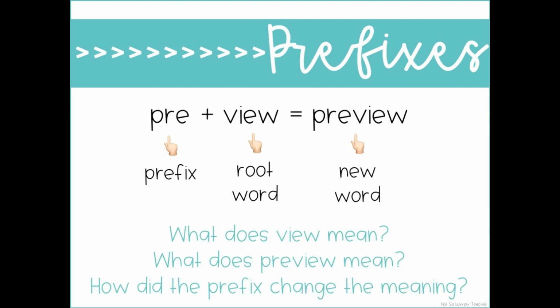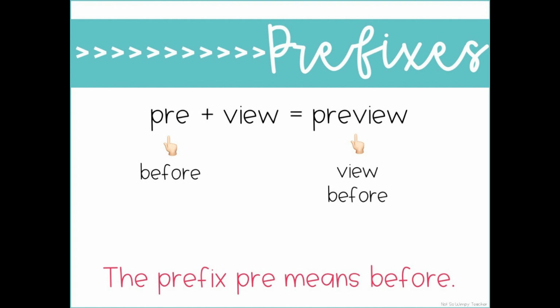Here's the prefix pre. What does view mean? To look at something. I'm going to view out the window. I'm going to view a movie. It means to look at. What does preview mean? To check something out or see it before something else. So how did it change it? It added that word before.